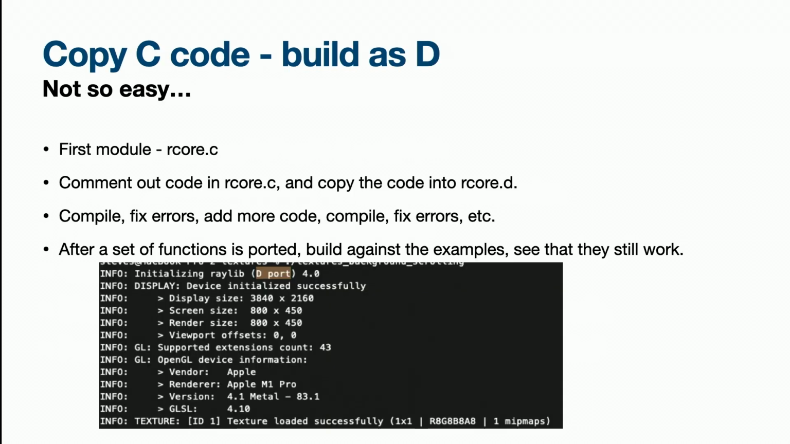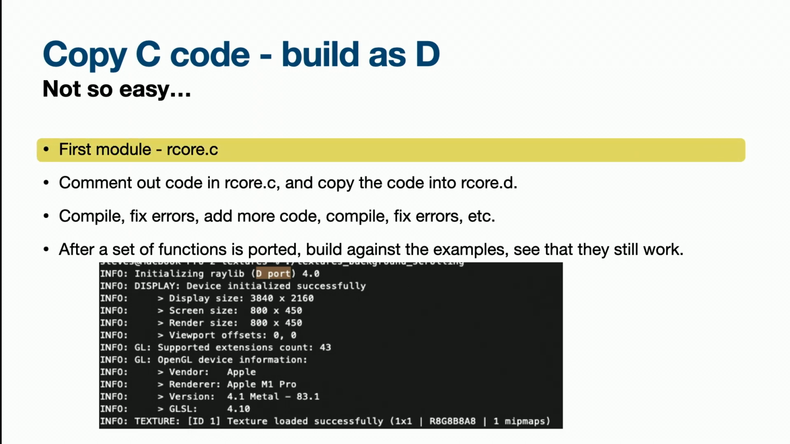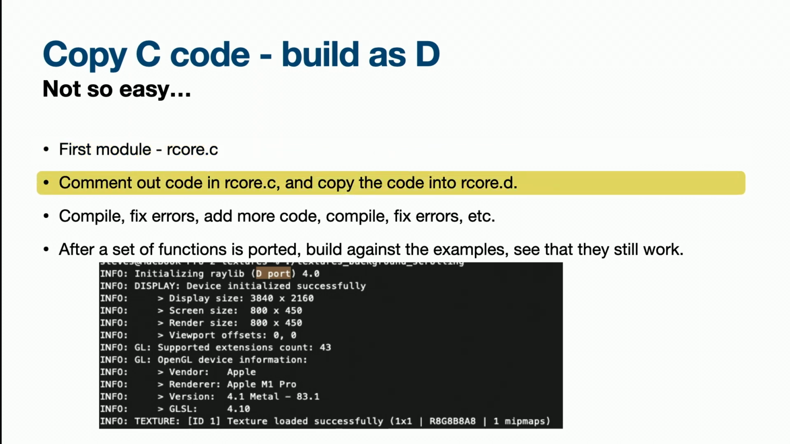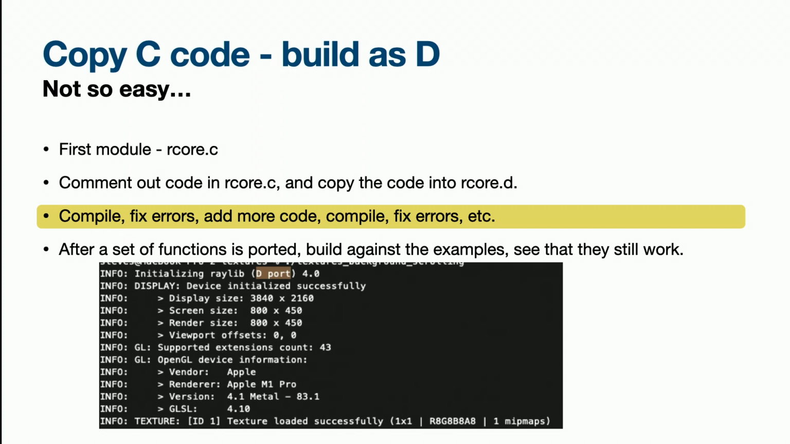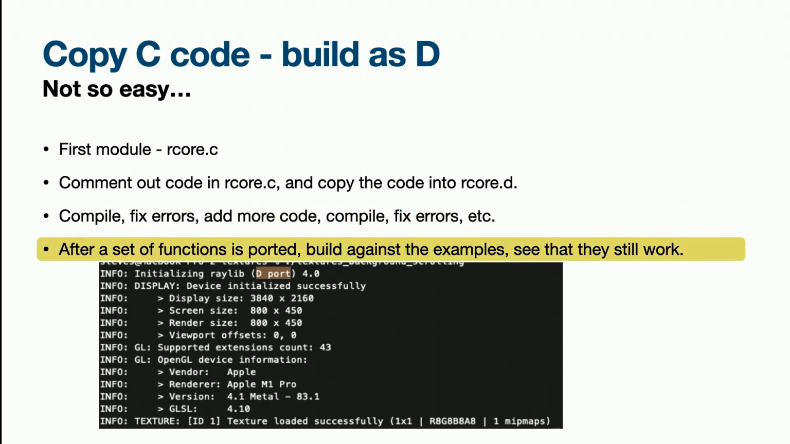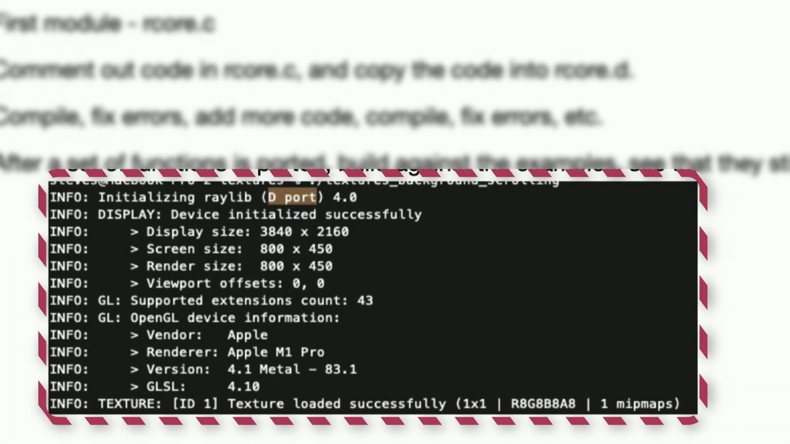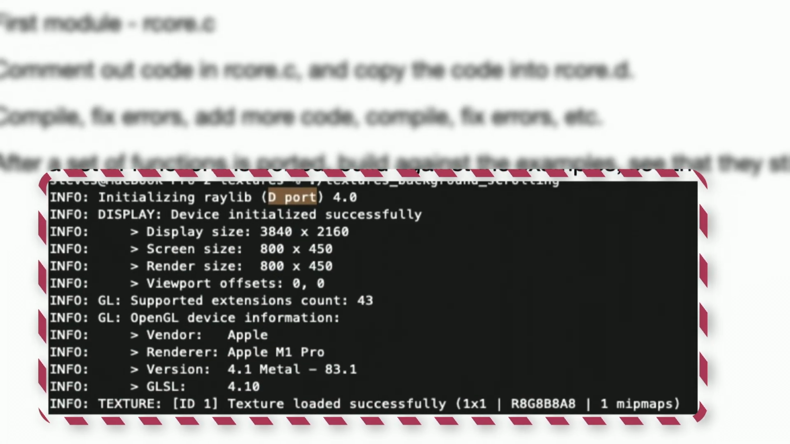So this is the first thing I did. Just take the C code, copy it to a D file, and build it. What happens? Well, the first module I did was the core library, which contains all the static state, does the event loop and all the things. As I went, I would basically comment out a piece of code in our code.c, copy it into the D file, and then compile, fix it, and then test against all the examples, of which raylib has a ton. Oh, it still works. And you can see from the screenshot, I added this little D port thing so I can know it's actually using the D code.